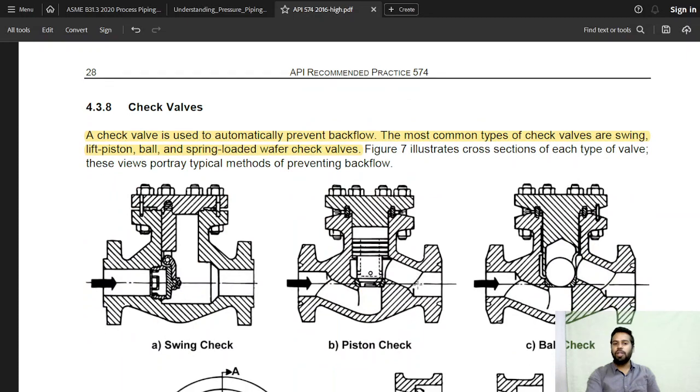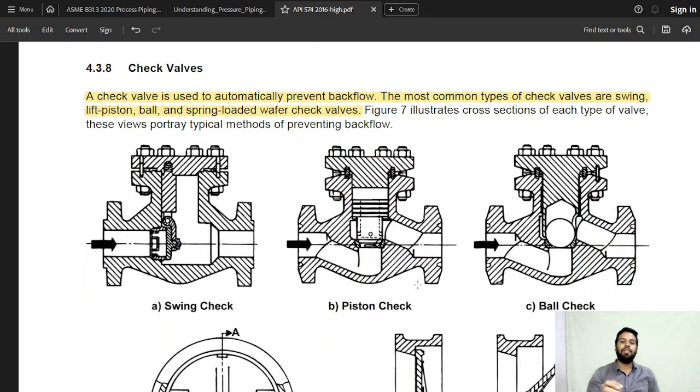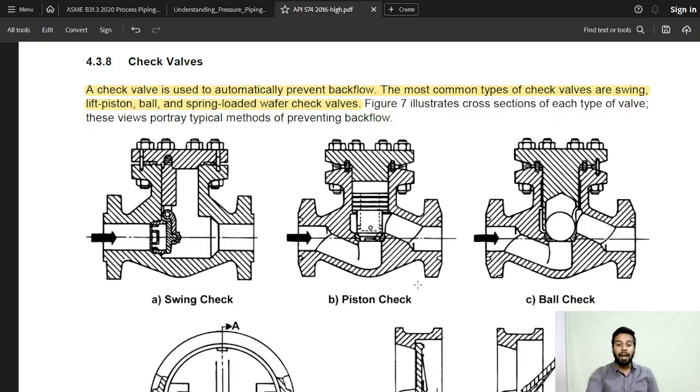Okay. Check valves. Check valves are basically valves that are used to stop the backflow. So check valves are used to automatically prevent backflow. The most common types of check valves are swing, lift, piston, ball, and spring-loaded wafer check valves. All of these types of check valves are generally used to stop the backflow of the liquid.